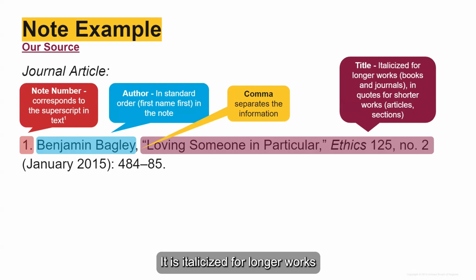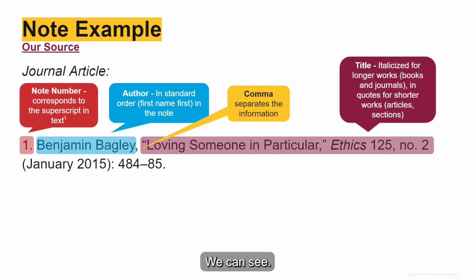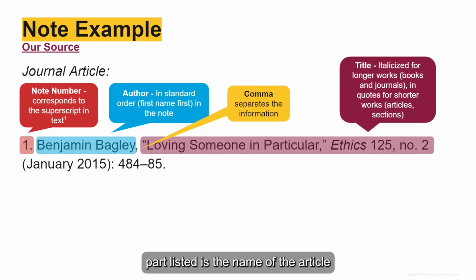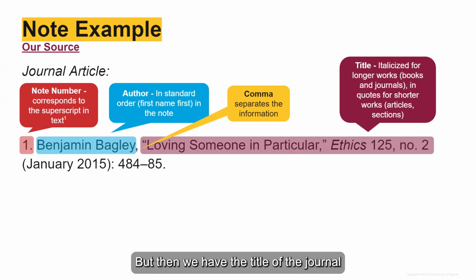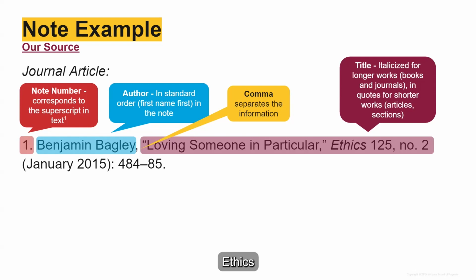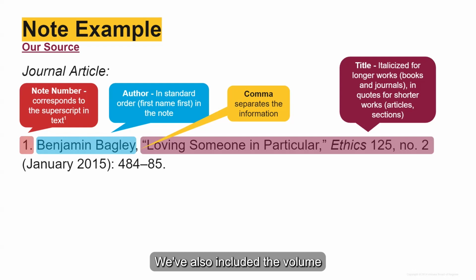Now we have the title. It is italicized for longer works and in quotes for shorter works. We can see the first part listed is the name of the article in particular. Therefore, it's in quotes because it is a shorter work. But then we have the title of the journal in which the article is published, Ethics, and it is italicized because it is a longer work. We've also included the volume and the issue number here.